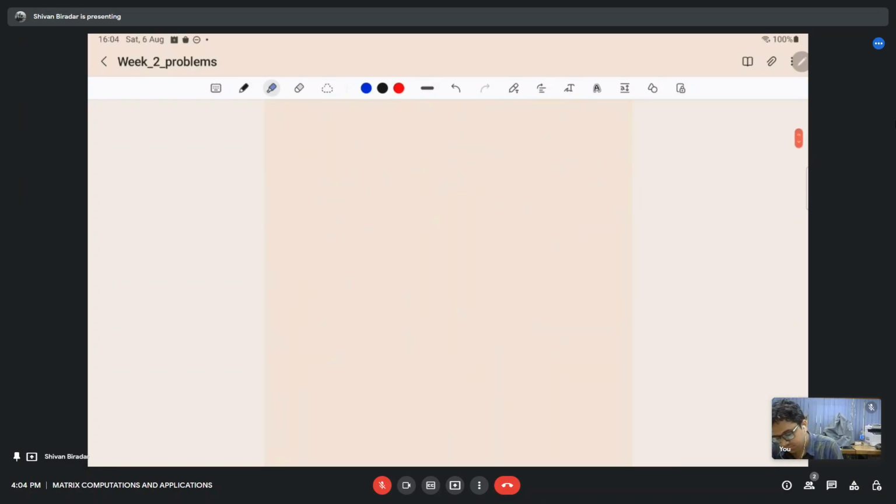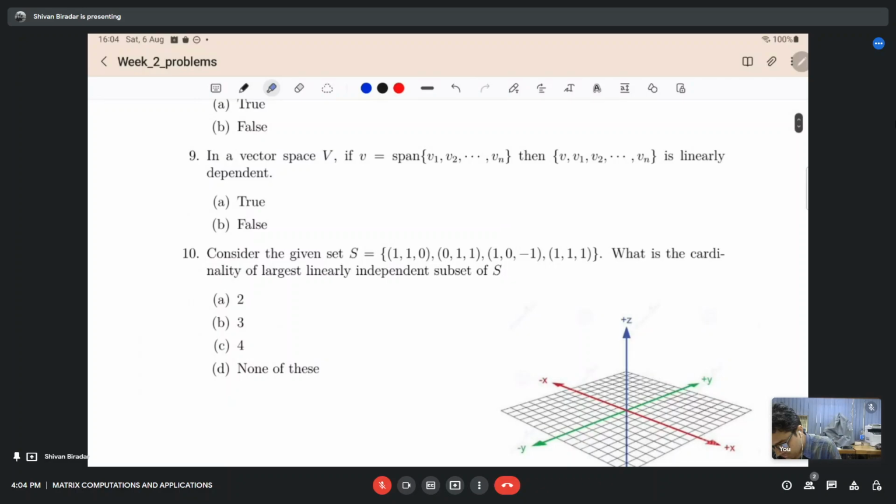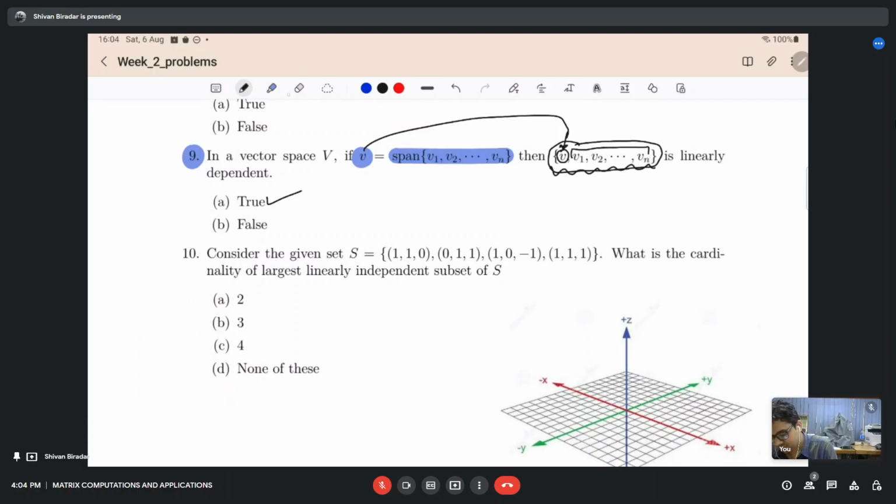And finally, we have reached the last question now. So, sorry, this is the ninth question. In a vector space V, the span of V1 to Vn is a vector V. And if we form another set wherein we add this vector V, the question is whether this set is linearly dependent. Obviously, this is linearly dependent because V is a linear combination of these n vectors.